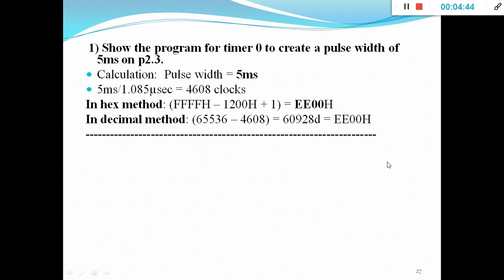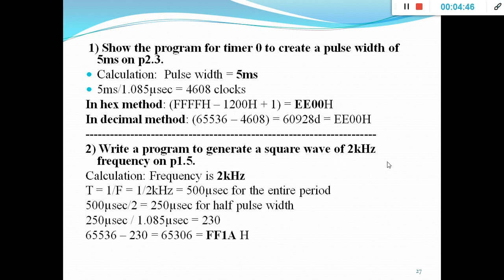Now we see the second one, the calculation for the second problem, that is write a program to generate a square wave of 2 kilohertz frequency on P1.5.